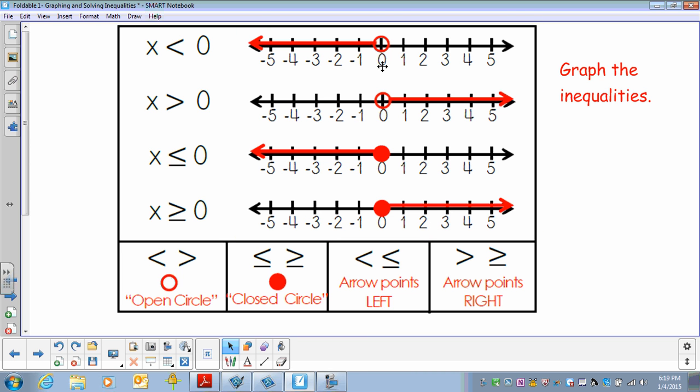X is less than 0, open circle, to the left. X is greater than 0, open circle, to the right. X is less than or equal to 0, closed circle, to the left. X is greater than or equal to 0, closed circle, to the right.